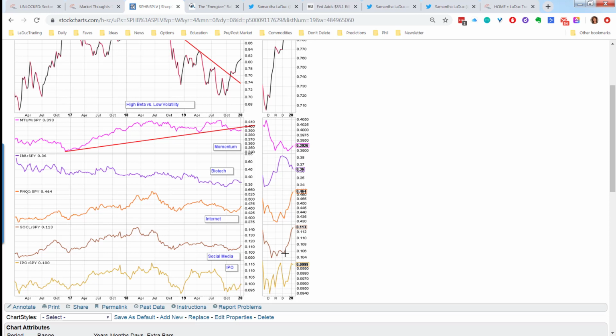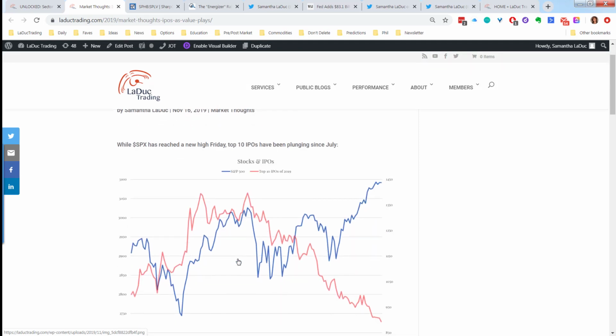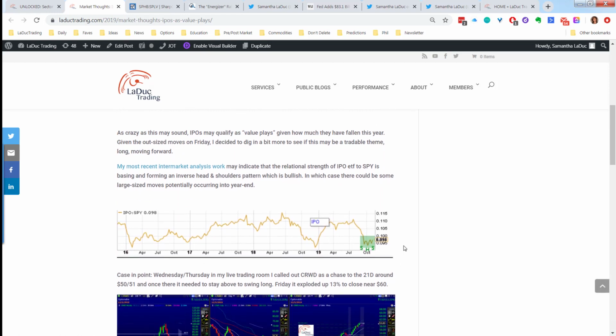You could see internet, social media, and IPO stocks have flown, but that was basically the point, was seeing this divergence first and foremost, where the S&P had reached a very large high and IPOs had been plunging since July. I added, I think this is an inverse head and shoulders that looks like it's poised to move higher. The strength of the IPO ETF to the S&P was forming a bullish pattern. So to me, I liked that. There could be some large size moves potentially occurring into year end.